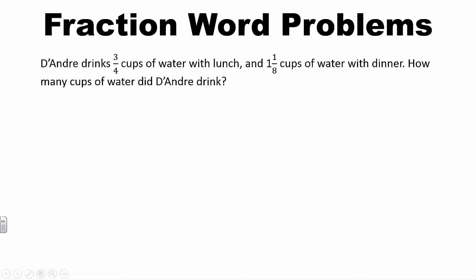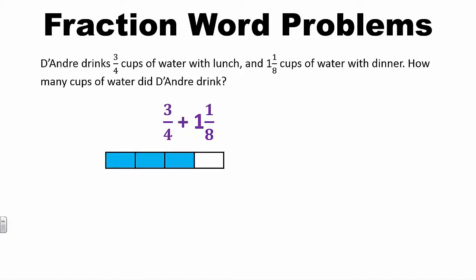In an addition example, DeAndre drinks 3/4 cups of water with lunch and 1 1/8 cups of water with dinner. How many cups of water did DeAndre drink? We need to add 3/4 plus 1 1/8 to find the amount of water that DeAndre drank. The model shows 3/4. Since one of the denominators is eighths, and I know that 4 times 2 is 8, I can find a common denominator with eighths. 3/4 equals 6/8. An equivalent problem is 6/8 plus 1 1/8.